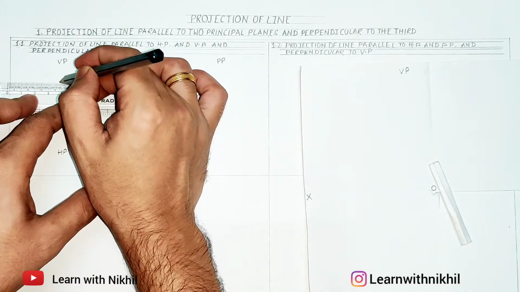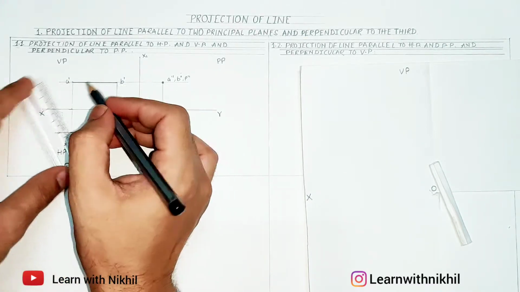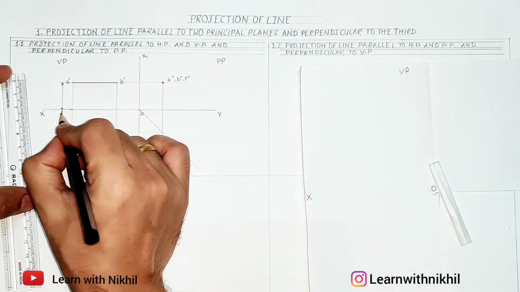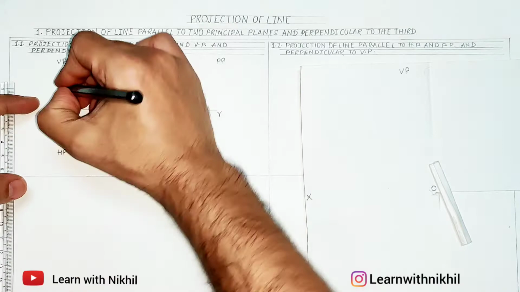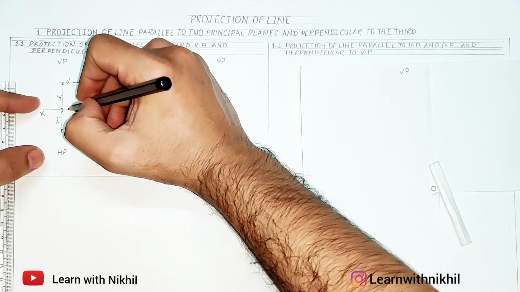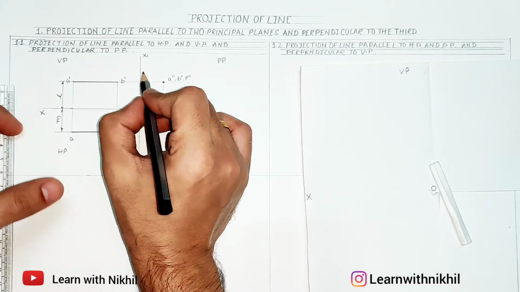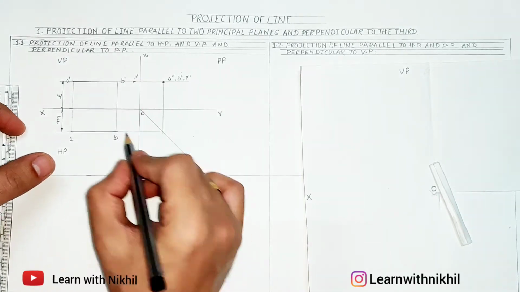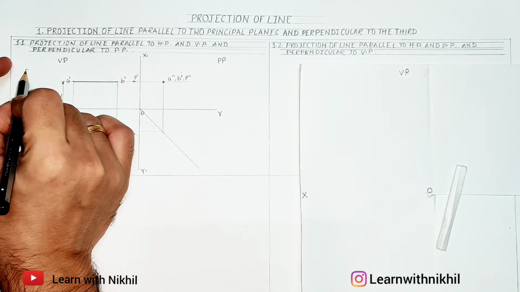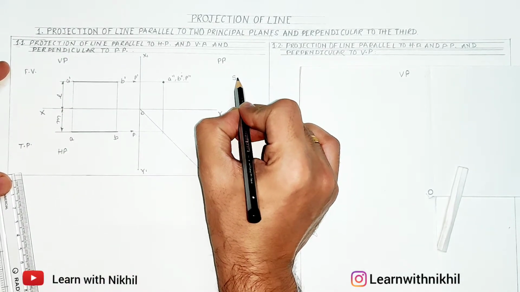I'll mark the distances. These distances are above the horizontal plane and in front of the vertical plane. So I'll just draw the arrows. Now this distance is above the horizontal plane, I'll denote it as L, and in front of the vertical plane, I'll denote it as M. Just drawing the direction. So the vertical plane denotes the front view. As I have mentioned earlier, HP denotes the top view and PP denotes the side view.